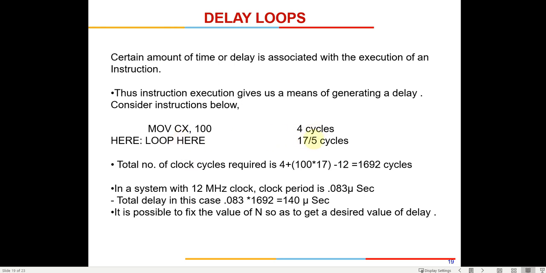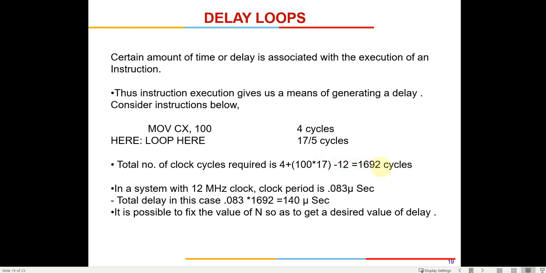So how to compute the delay? The total number of clock cycles required here is 4 for move cx 100, plus 100 into 17, because you have put a value of 100 into cx, minus 12. Why do we put this minus 12? For the last iteration, it is coming out of the loop. The total is 17, whereas 5 is the clock cycles required to come out of the loop. So 17 minus 5 is 12. This is the formula which is used.